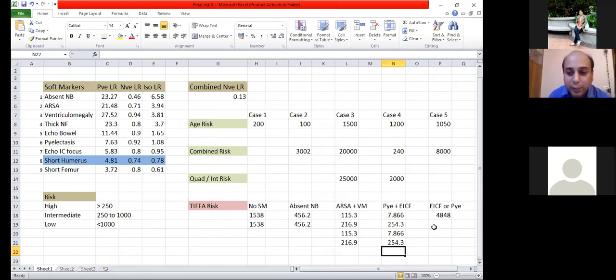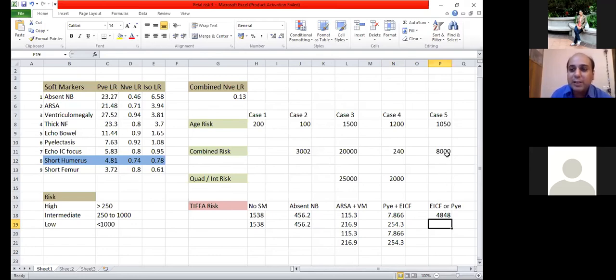Now, the thing which I was previously discussing, like case 5, the age risk is 1050, the combined risk is 8000, and now one of the soft markers is present, which has LR of close to 1, isolated LR of close to 1. So either echogenic intracardiac focus or pyelectasis or short humerus or short femur.